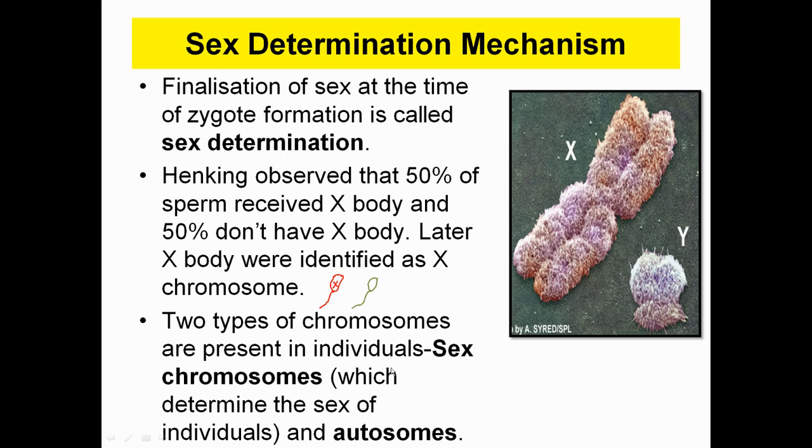Two types of chromosomes are present in the individual: sex chromosomes and autosomes. As you know, we have 22 pairs of autosomes and only one pair which is responsible for the determination of sex, that is the sex chromosome.